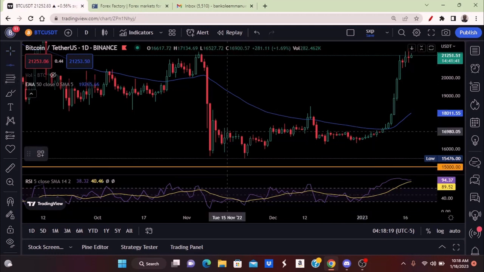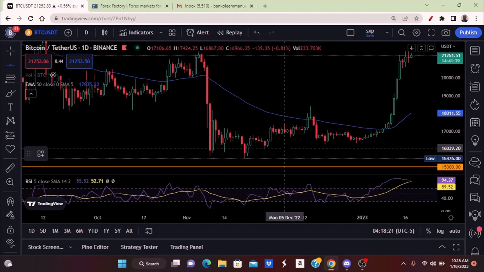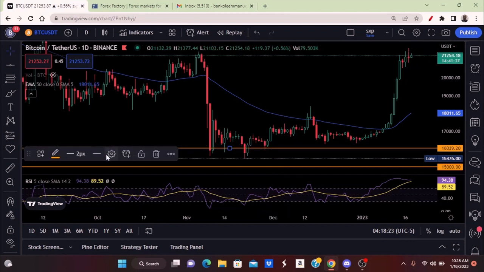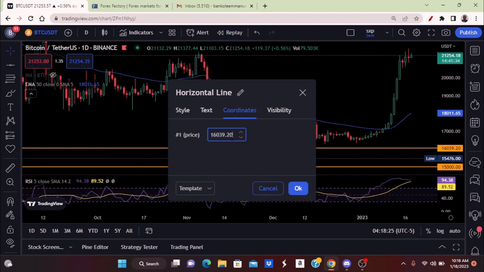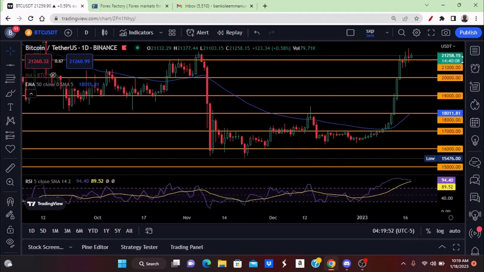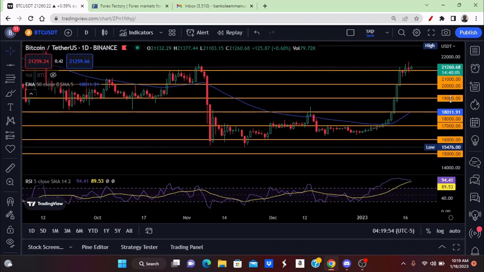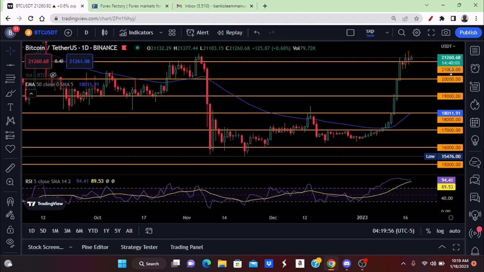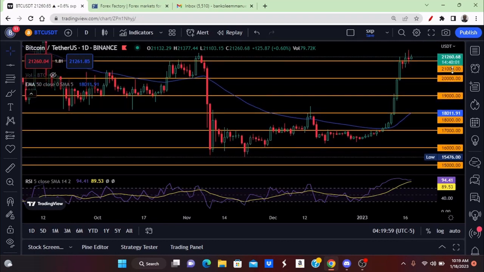So we'll come here again and select the 16,000 level, and I come to my setting, and I'm going to fast forward this. This is what I'm going to be doing for 17,000, 18,000, 19,000 to 21,000. We are able to draw our levels from 15,000 straight to 21,000, and you see how we did it.